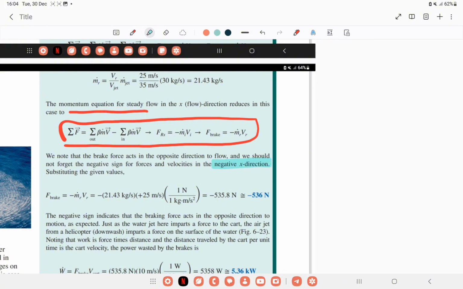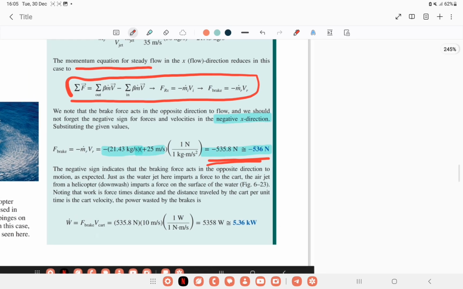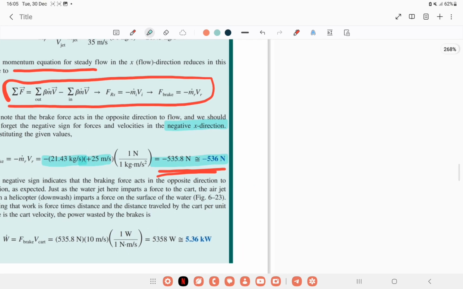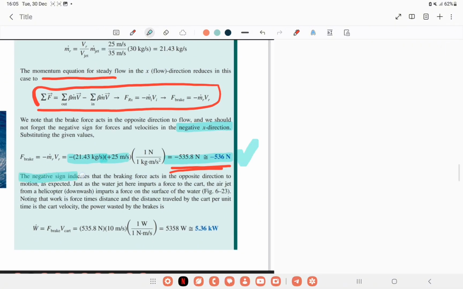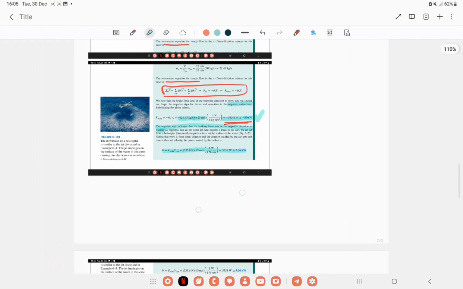The next step is the force equation. The braking force is equal to negative mass flow rate multiplied by the relative inlet velocity. After substituting, negative 21.43 kilograms per second multiplied by 25 meters per second, the final answer will be negative 535.8 newtons. The negative sign means the force is opposite to the direction of motion, and the final braking force will be 536 newtons.